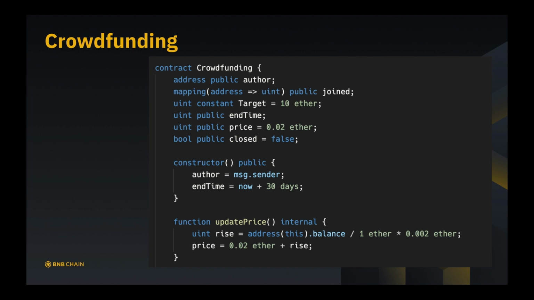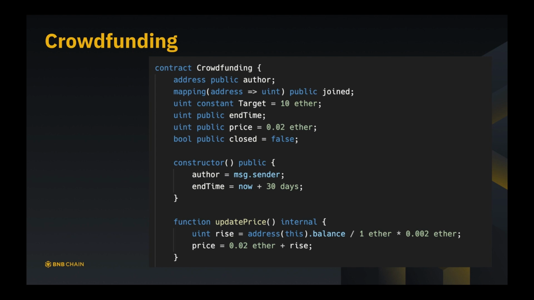We declare the contract called Crowdfunding. We have an address public called author, who should be the creator of this contract and who is also going to be the person who can collect the benefit after the crowdfunding finishes. We also have a mapping from address to unsigned int called join, which basically stores the people and the money that they have joined into the current contract. We have a constant called target, and we set it to 10 Ether. So this is our objective.